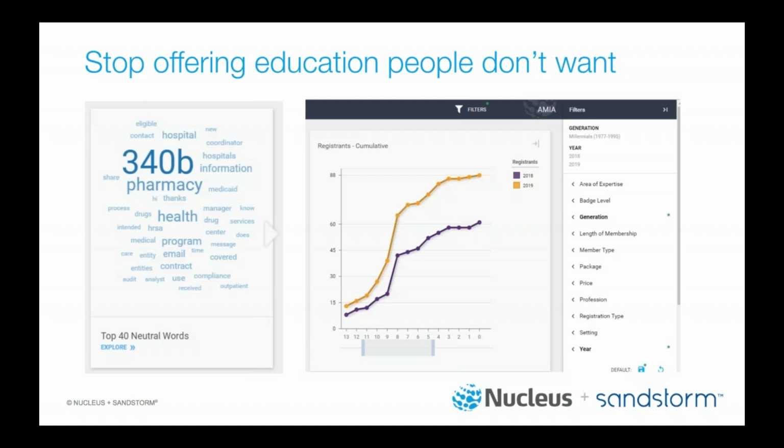Too many associations develop webinars and session content at their conferences based on what they think or believe that their members and stakeholders want. You know, in addition to surveys and submissions, there's now another way to identify their interests and preferences. I'm showing you an example here with a tool like Nucleus, and employing a technology called semantic analysis. You can uncover what your members are interested in by analyzing what they are saying.